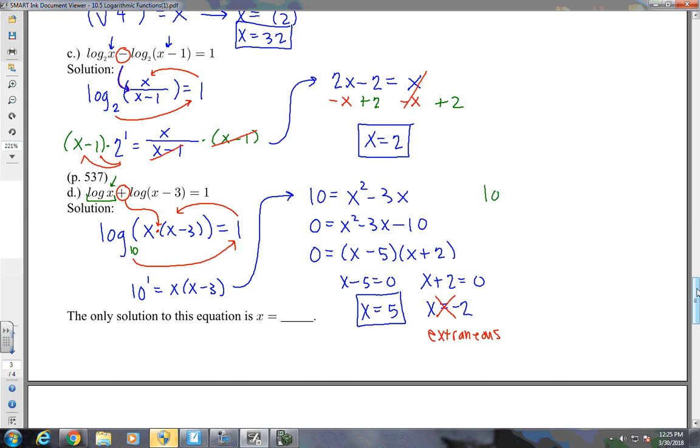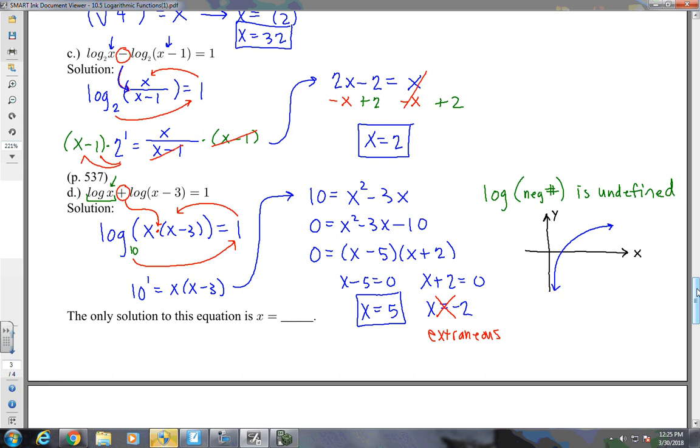So the logarithm of a negative number is undefined. It's actually an imaginary number, okay? If you think about the graph of a basic logarithm, it looks something like this.